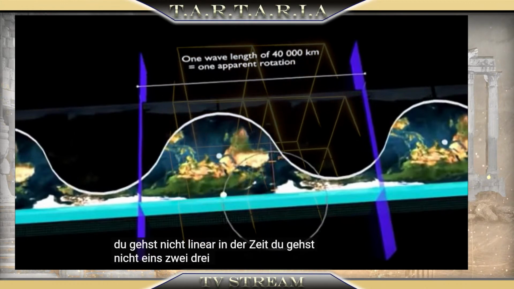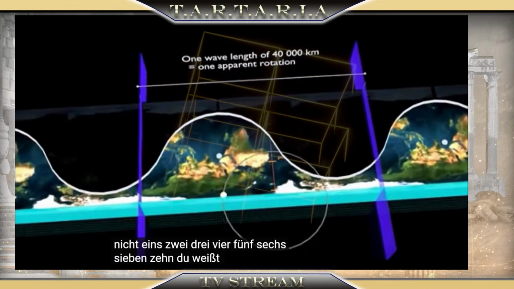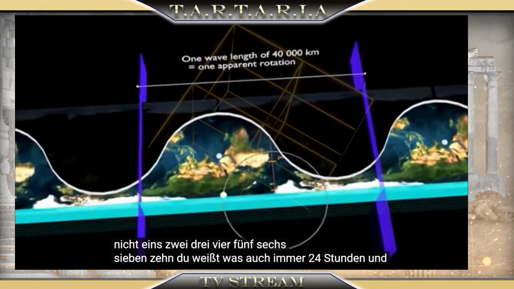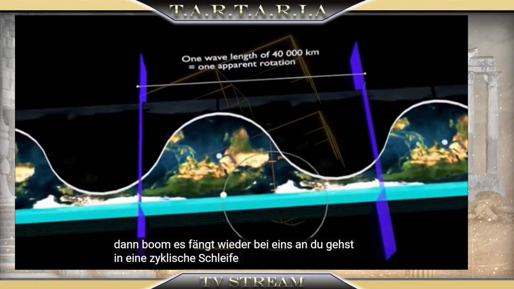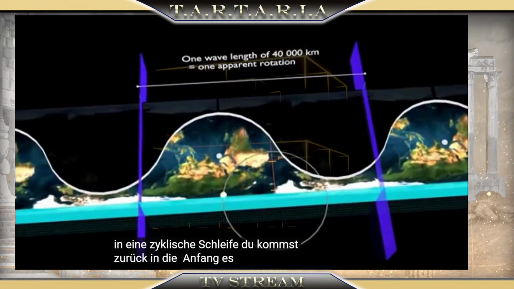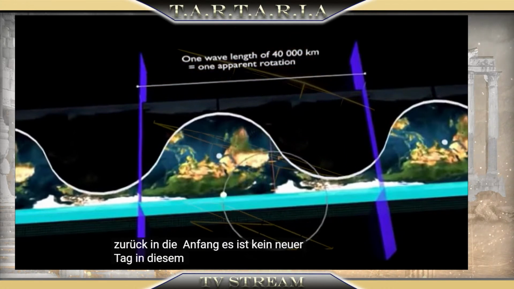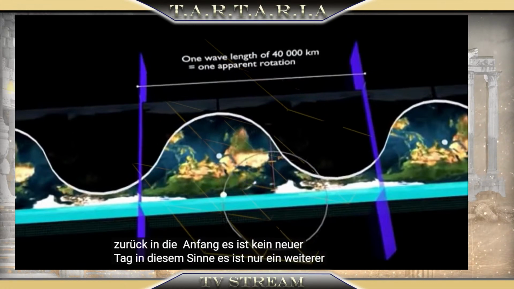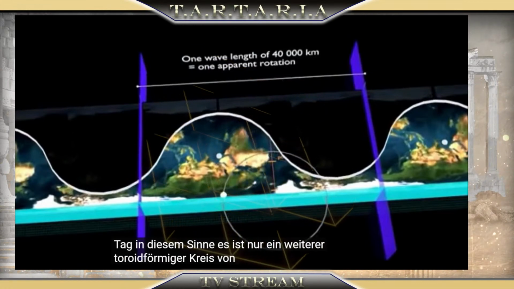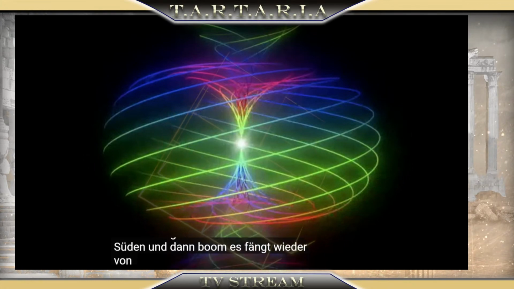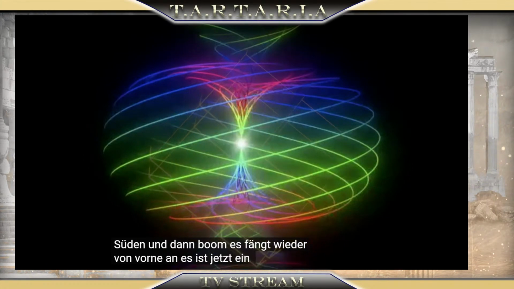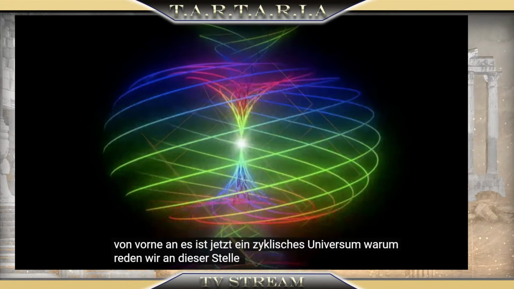You're not going 1, 2, 3, 4, 5, 6, 7, 10, whatever, 24 hours, and then boom, it starts at 1 again. You're going in a cyclical loop. You're coming back to the beginning. It's not another day in that sense. It's just another toroidal circle from the north to the south, and then boom, it starts over again. It's a cyclical universe.